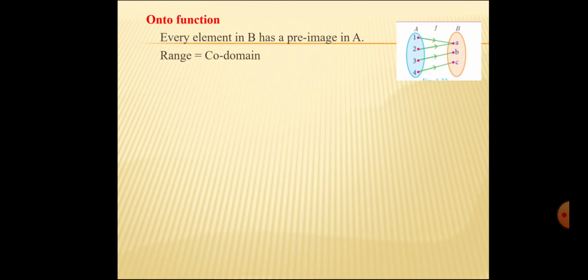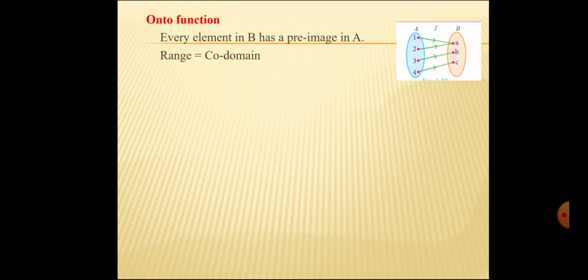Next one, onto function. For onto functions, you want to see the image. Here you see the diagram. First you see the diagram, then I will explain it. Here A has the elements 1, 2, 3, 4. The set B has a, b, c. For an onto function, you see the set B. We shortly denote it as range is equal to codomain. That only you need to write in the exam. No need to write the sentence.